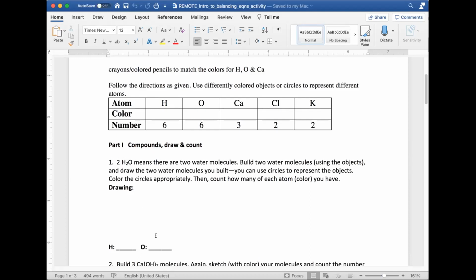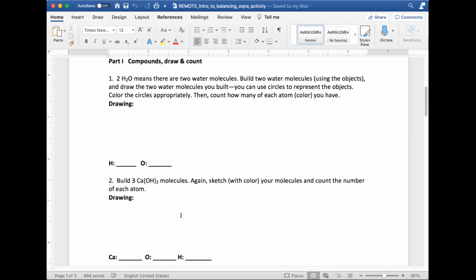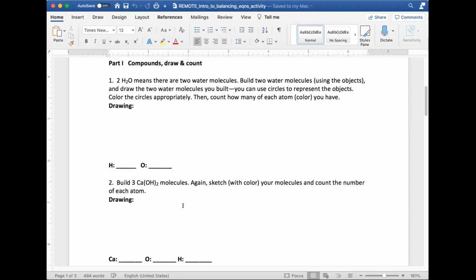So if you have different colored candies or beads or something where you can have a consistent color for each of the different atoms, and those are the numbers of them that you need. Not in every case do you need 6 of whichever one you call hydrogen, but you can just sketch it or draw circles. So I'll show you what I mean by that here.